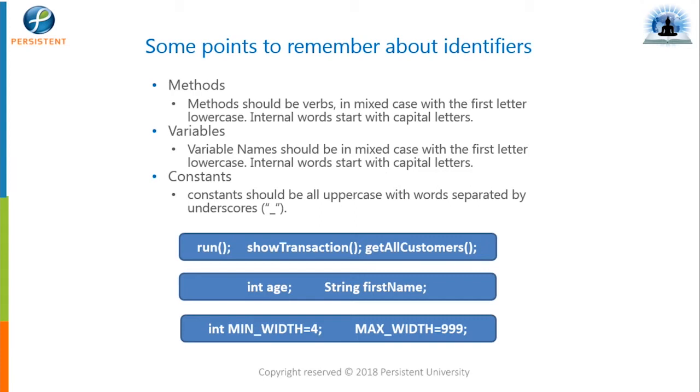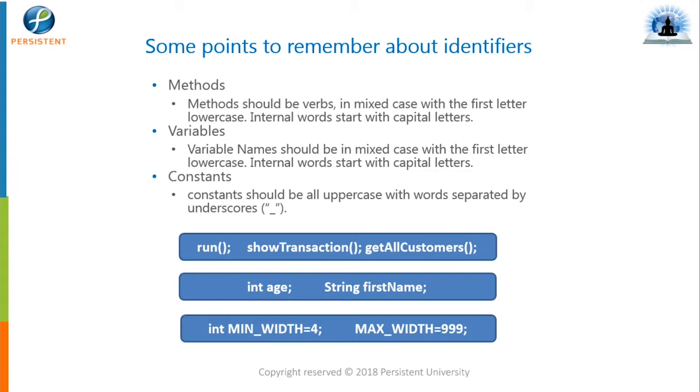Observe the naming convention there. In run, everything is in lower case, followed by open close rounded brackets and a semicolon. In showTransaction, there are two words in this method. Show is in lower case, but the second word's first letter is in capitals, that is, S is in lower case and T is in capitals, right? Same thing for getAllCustomer: all's A is in capitals and customer's C is in capitals. So this is the standard naming convention which we should follow for methods. If you have two words, then the first word should be in lower case and the first letter of the second word should be in capitals, right?